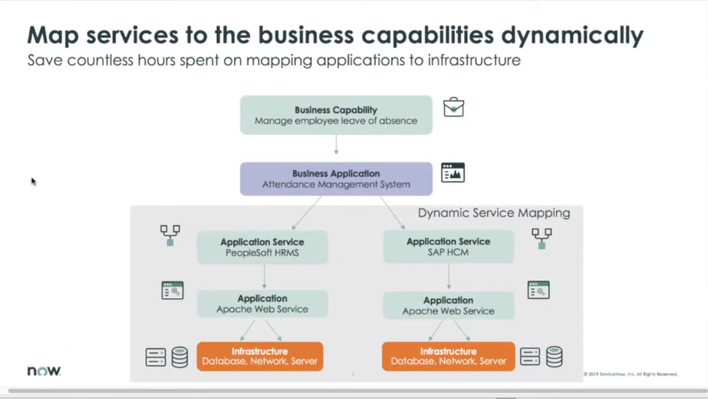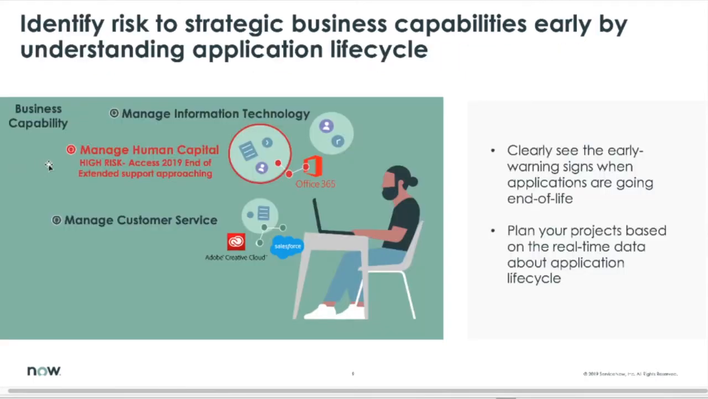Here's just another example of doing that service mapping. So once you identify, in this case, the attendance management system, you can provide the overall URL. You can use a service mapping solution on ServiceNow to then go off and discover and map the associated items. And then you can start tracking those items, start understanding the costs associated with those items, so you can start rolling that up into your overall total cost of ownership.